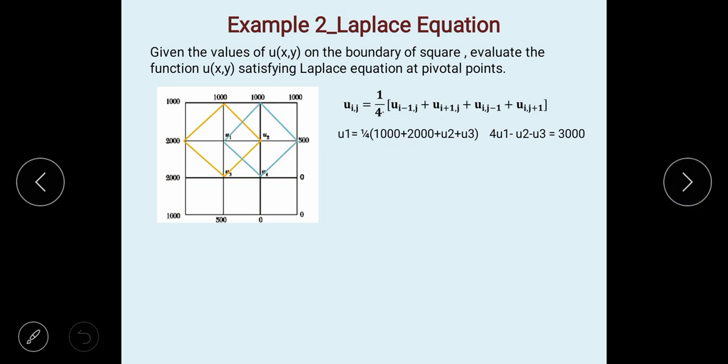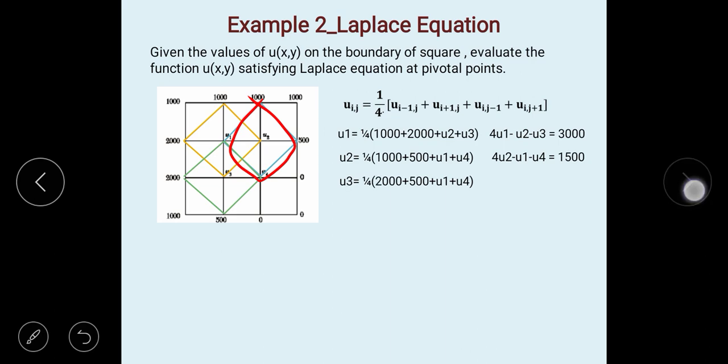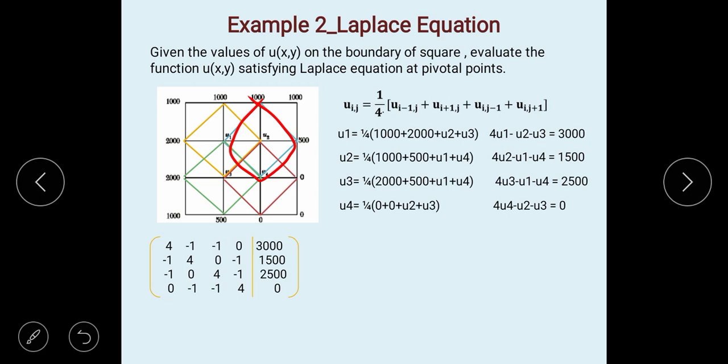Same for the U2 terms, you will get U2 equal to 1 by 4 of U4 plus 500 plus 1000 plus U1. You can see it's a type of kite shape. You have to remember the shape only. Same for the U3 terms and U4 terms. So after getting all these 4 equations, you can convert these 4 equations into matrix form.